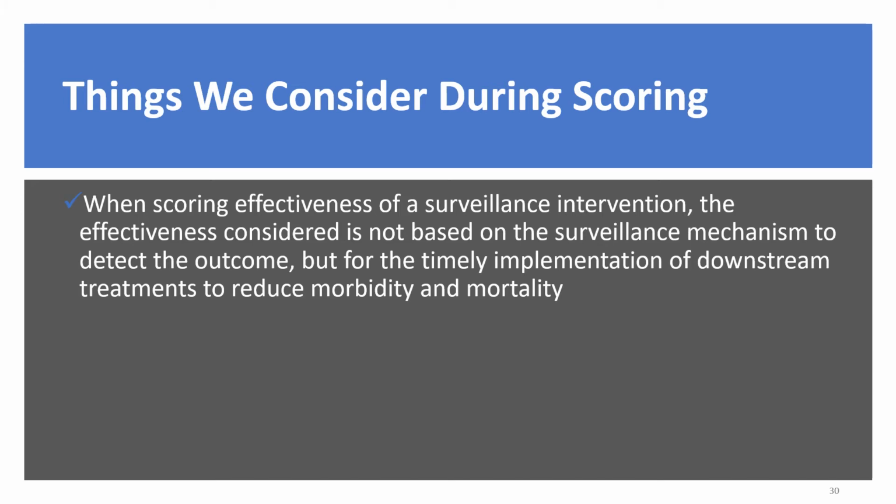When we score the effectiveness of a surveillance intervention, this one's really tricky because it's important to think that effectiveness is not the effectiveness of the surveillance intervention to detect the outcome, but more the effectiveness of the surveillance intervention to catch the outcome early and to allow for the timely intervention of downstream treatments to reduce morbidity and mortality.